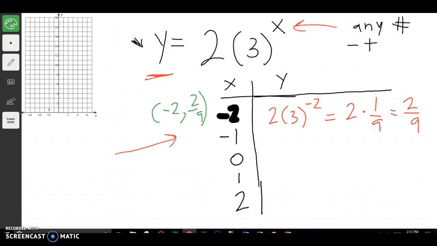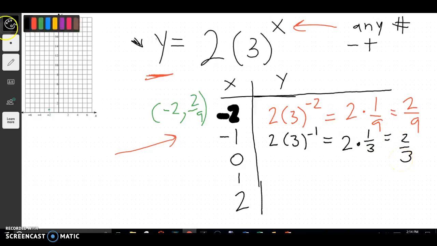Okay. We'll do the same thing with -1. So we'll plug that in and we'll have 2 times one-third, because anything to the negative power means to divide, so I'll have 2 over 3. So that's going to be a little bit higher up, closer to 1. On this graph it's kind of hard to plot that. I know it's not exactly 1, but it should be pretty close to there.